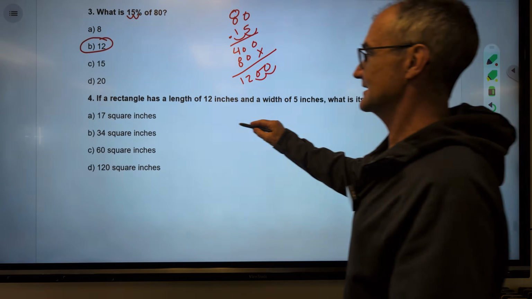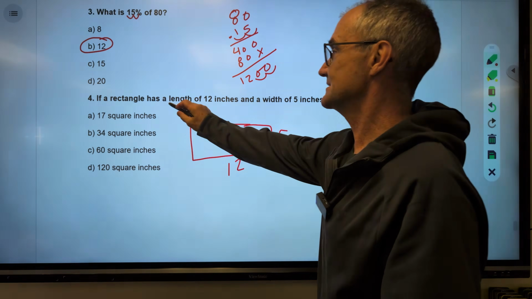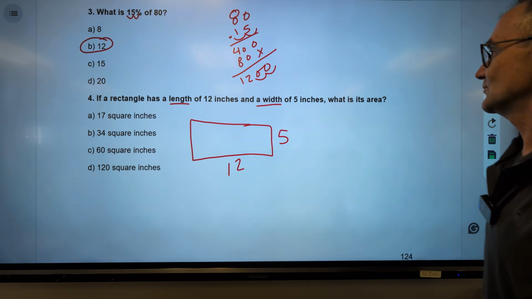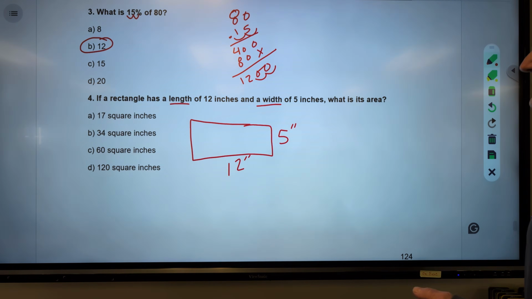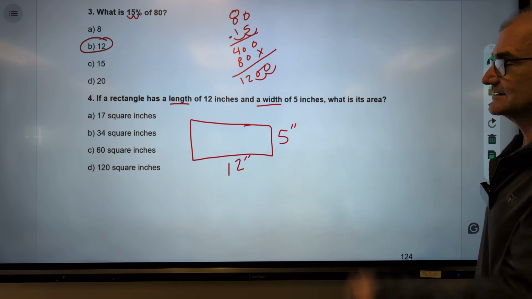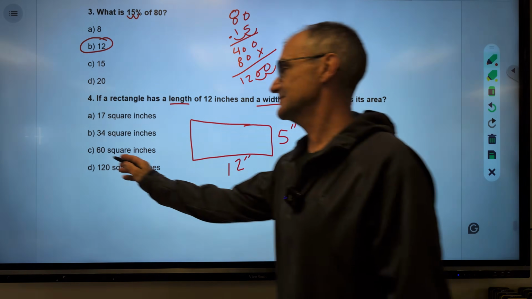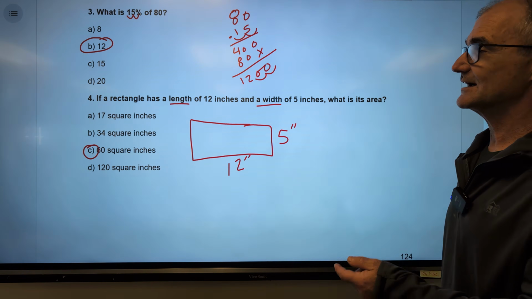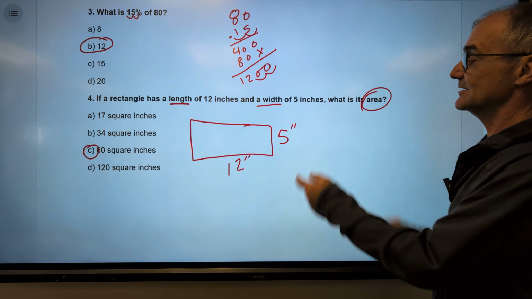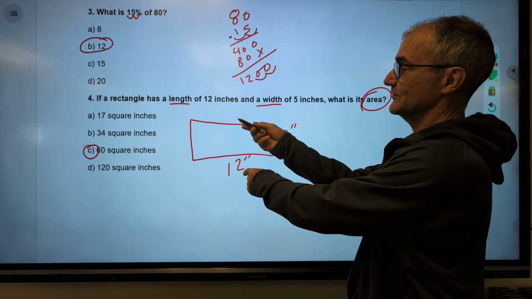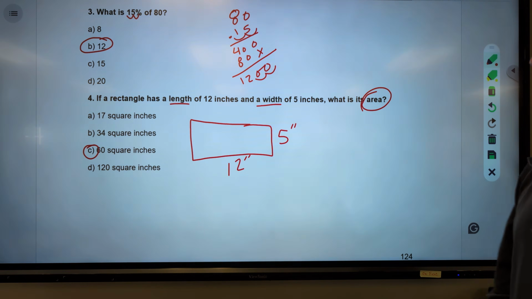Okay, problem number 4. If a rectangle has a length of 12 inches and a width of 5 inches, so I've got length and width, what is its area? These are inches, so I have to make sure I keep track of my units. Area is base times height. So I would do 12 times 5, 60 square inches. Correct answer is answer C. The distractor here would be the perimeter. If you didn't read area here, and instead you read perimeter, 12 plus 12, 24, plus 10, 34. 34 is right there, a deliberate distractor.